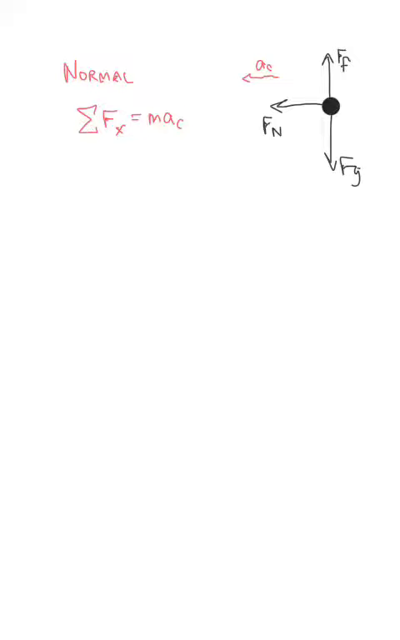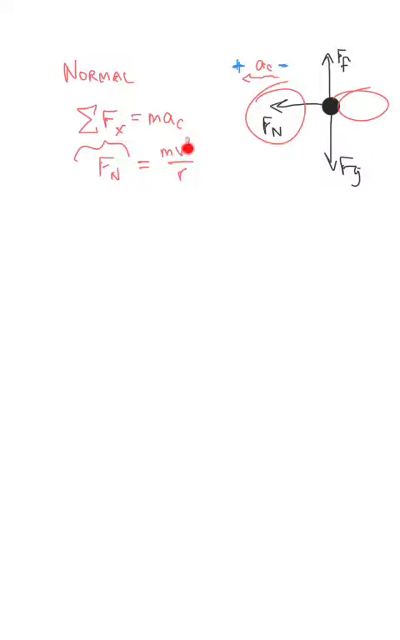So we're going to make the left positive and the right negative, since we usually make the positive direction whichever way the acceleration is pointing. So we will have the net force in this case is just Fn. That's the only positive force, and there's no negative forces on this side. That's equal to mv squared over r to replace the centripetal acceleration. So we know the mass, we don't know the v, and we know the r.